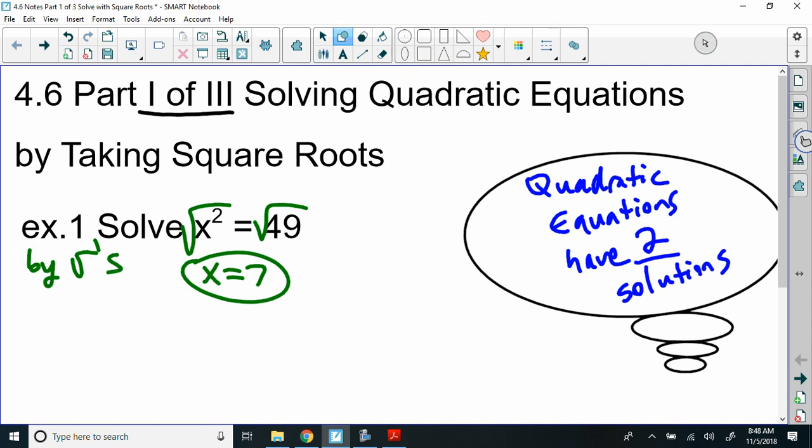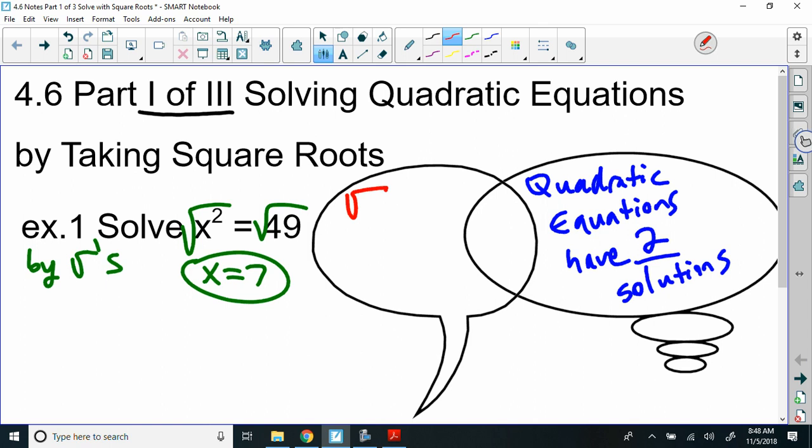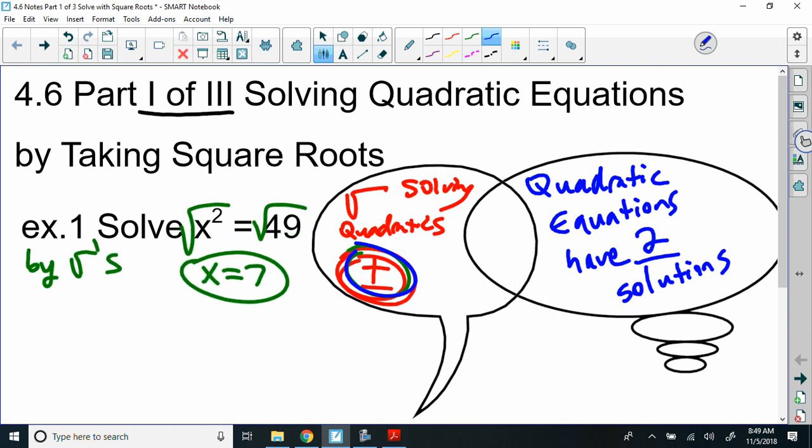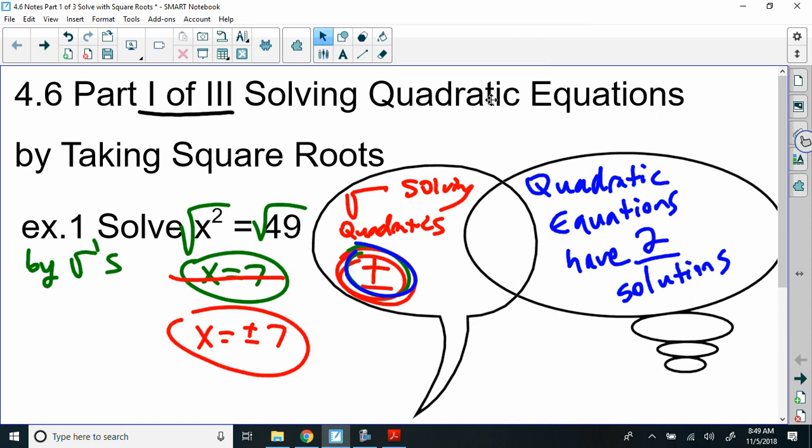So here's the deal. Here's what you ought to make a note of. Whenever you take a square root solving quadratics, you always use a plus or minus. Anytime you take a square root with a quadratic, you always want to include a plus or minus in your answer. So rather than writing x equals just 7, x equals plus or minus 7. The second you introduce a square root sign when you're solving a quadratic equation, you want to have a plus or minus in the next step.